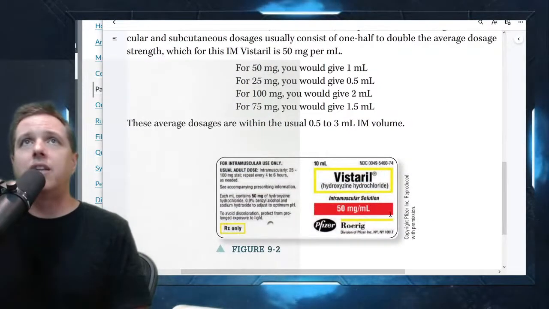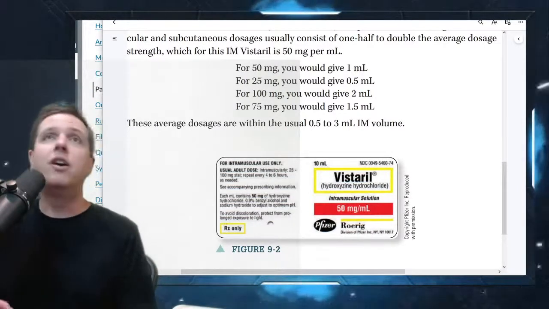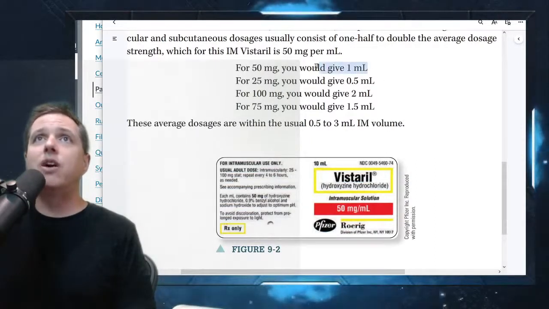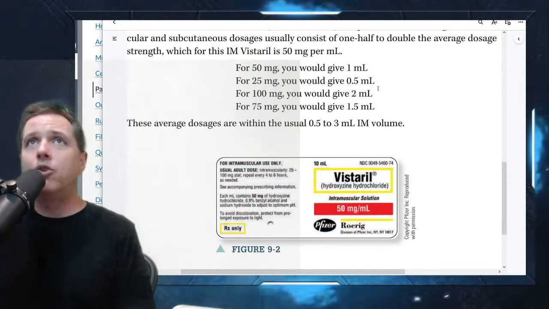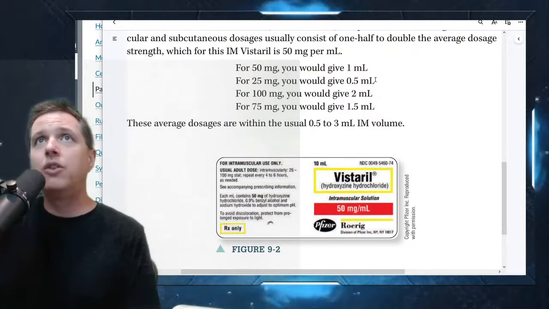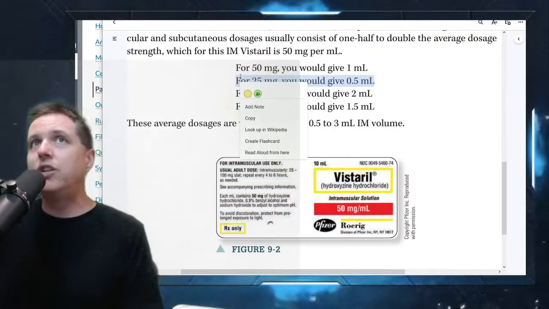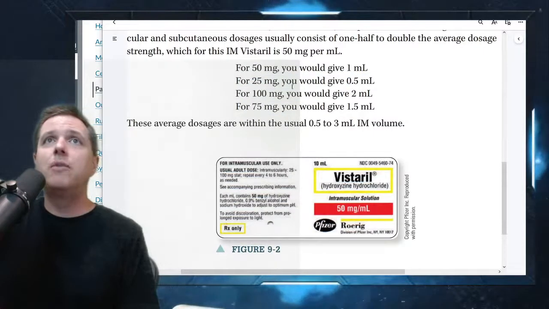Right, and then it just tells you, well, if there's 50 milligrams per milliliter, then if you're told to give a 50 milligram dose, that means you're going to measure out 1 milliliter, right? That makes sense. That's right in line with what they showed us here. What if you're told to give 25 milligrams? Well, then you're going to want to use half a milliliter. So we've just got some basic division and multiplication here to figure out these dosages.